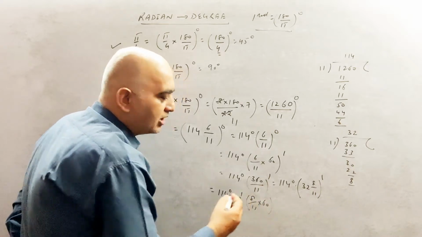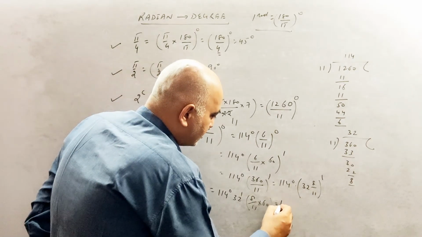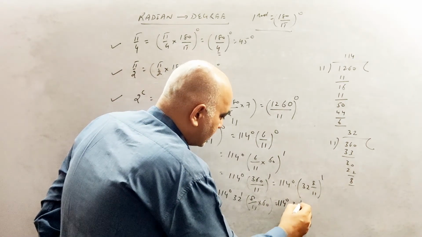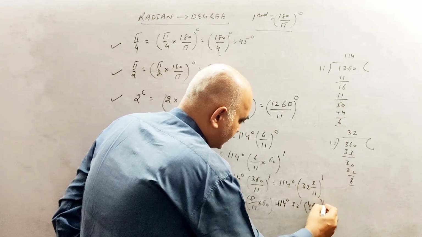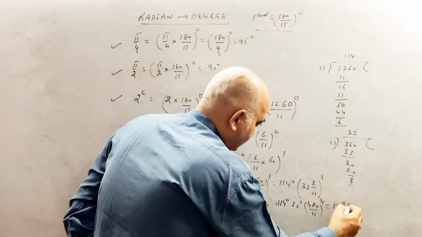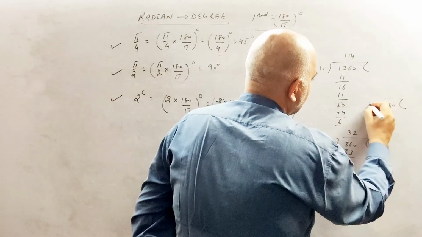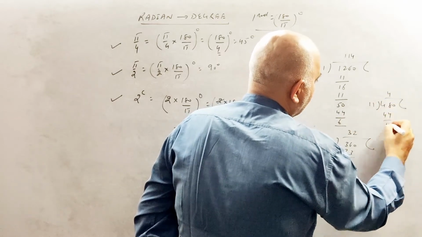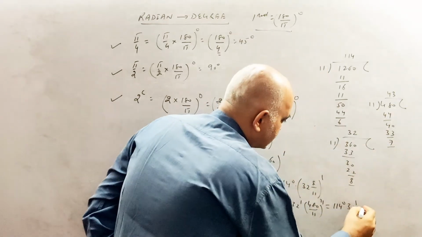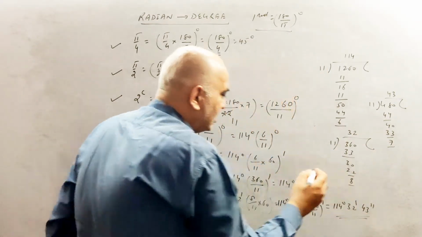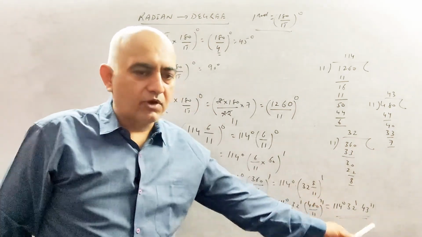Now these extra minutes are multiplied with 60 to get the seconds, right? So this is converted into seconds. 114 degrees, 32 minutes, and 480 divided by 11, that is in terms of seconds. So 114 degree, 32 minutes, and 480 divided by 11, which is about 43 seconds. So we can leave this answer as 114 degree, 32 minutes, and 43 seconds.